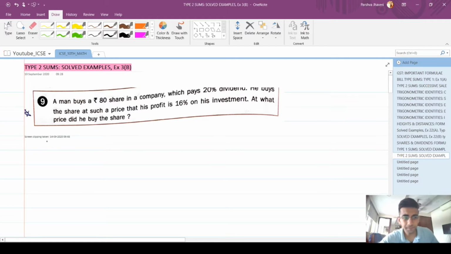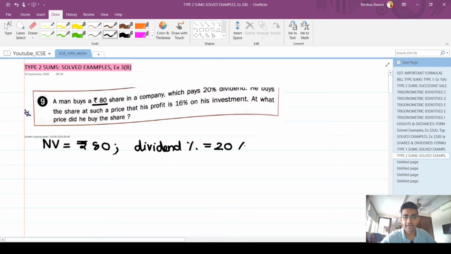All right, so let's start. Sum number 1: a man buys an NV 80 share in a company which pays 20% dividend. So we know the face value of the share is rupees 80. What is the dividend percent? Dividend percent is equal to 20%.